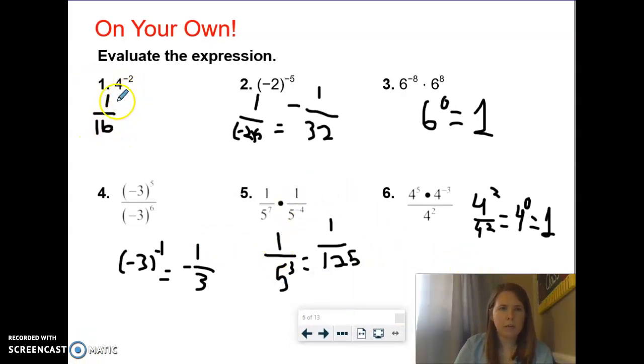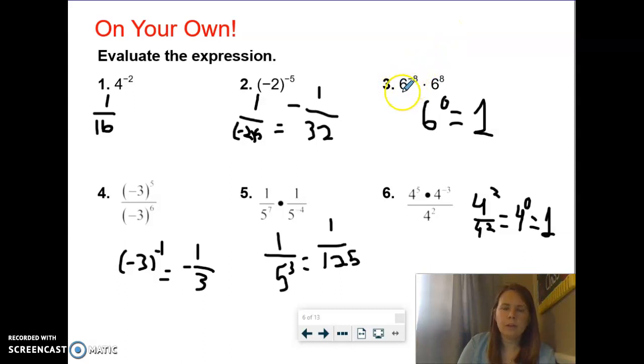So for number 1, you should have gotten 1/16 because I moved that 4 squared to the bottom. 4 squared is 16. For number 2, I moved that negative 2 to the 5th to the bottom because it's a negative exponent. And then I just figured out what negative 2 to the 5th is, so 32. You can keep the negative at the bottom, or you can move it to the middle or the top, as long as you just have one negative on your fraction.